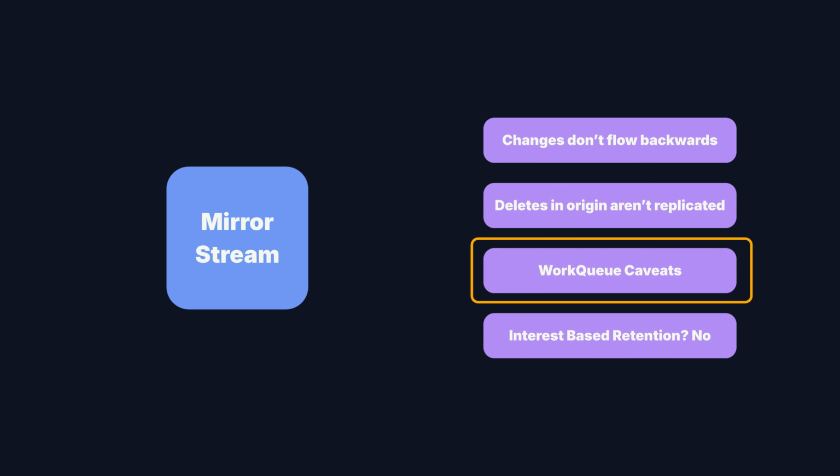Third, there are some edge cases with special retention policies. If your origin stream uses work queue retention, mirror support is only partial and not resilient over intermittent connections like leaf nodes. With that said, mirrors are generally tolerant of the origin being temporarily unreachable. When the connection drops, the mirror waits about 10 to 20 seconds before retrying. And if you're using interest-based retention, don't try it. Mirror streams don't officially support that, and the behavior is undefined.